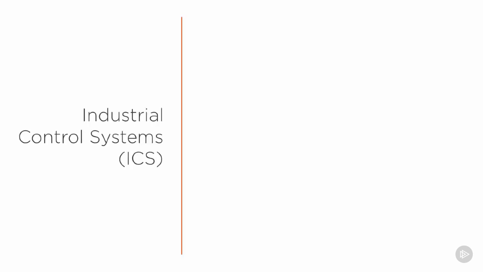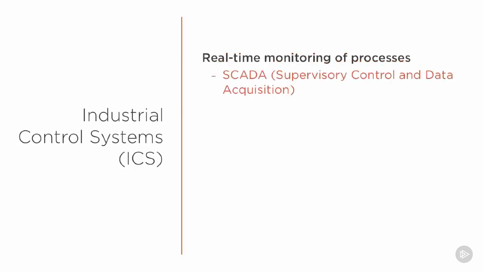A big part of today's infrastructure is the use of industrial control systems. Industrial control systems allow real-time monitoring of processes, such as, in many cases, manufacturing devices, for example, as well as what we call SCADA networks, supervisory control and data acquisition systems.